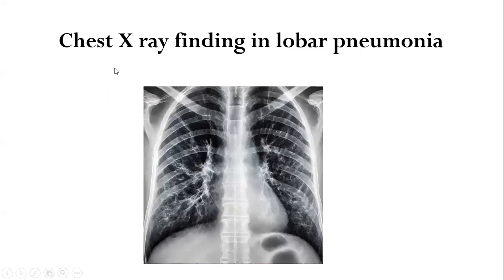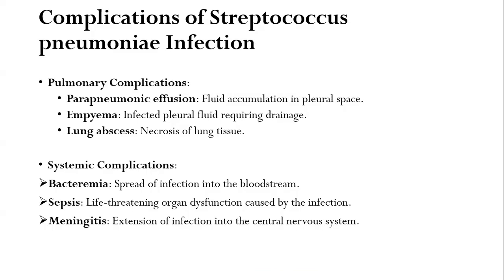So as you can see here, the right lobe is involved, the lower lobe is involved. So this typical lobar pneumonia is classically seen in Streptococcus pneumoniae infection. Now, what can be the complications of Streptococcus pneumoniae infection? There may be some pulmonary complications and some systemic complications.